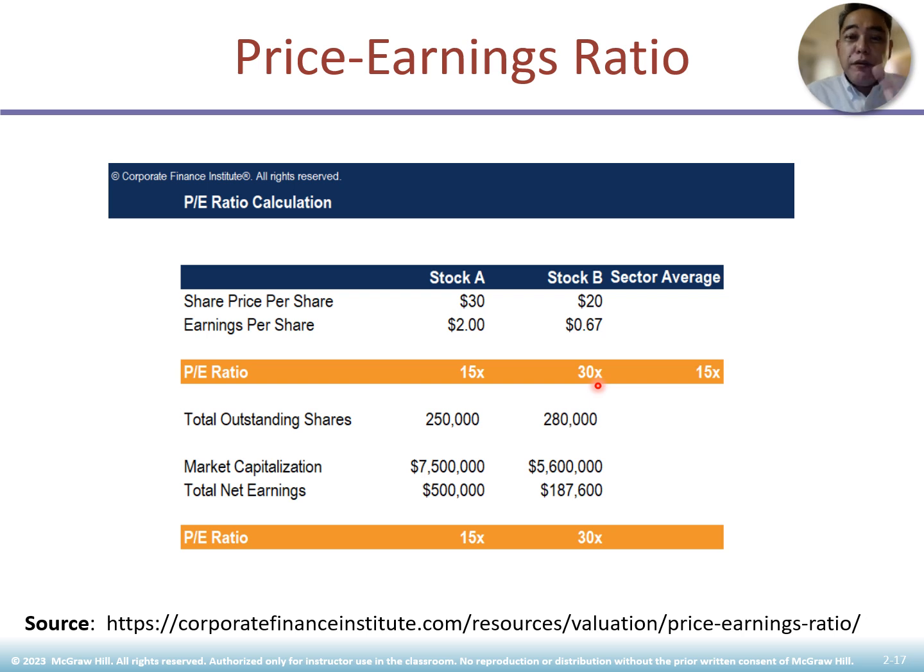Now, how do you review it? So here's what's happening. The outstanding number of shares for stock A is 250,000, and stock B is actually 280,000. So this side shows who's actually the high PE? This one. So we call this the growth stock.